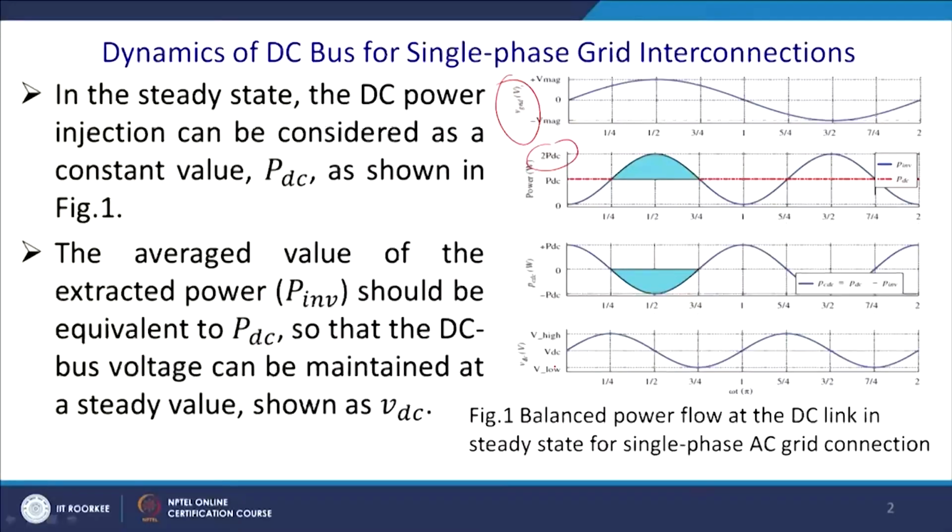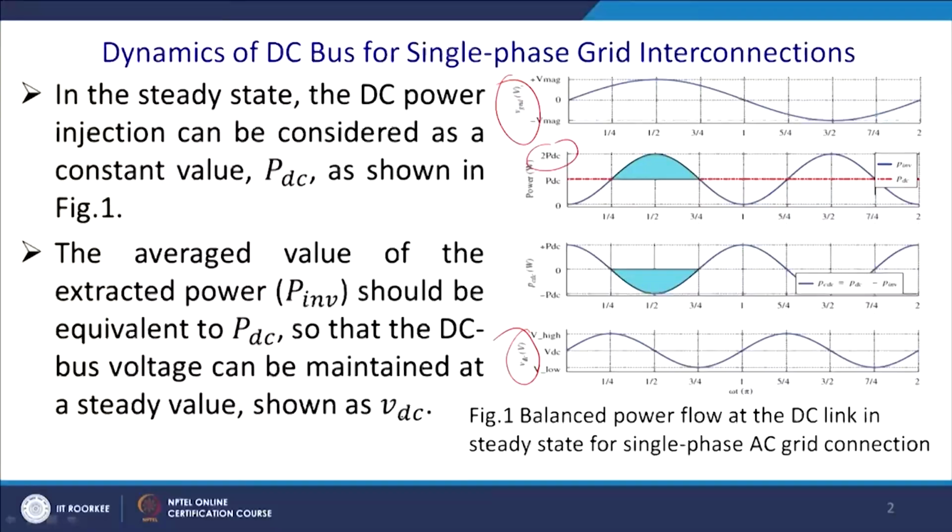Here you can see that this blue one is the inverter power and this is the average power, and the inverter power can be positive or negative for the time being, and thus this is the DC power. So, there will be a ripple in the DC power.